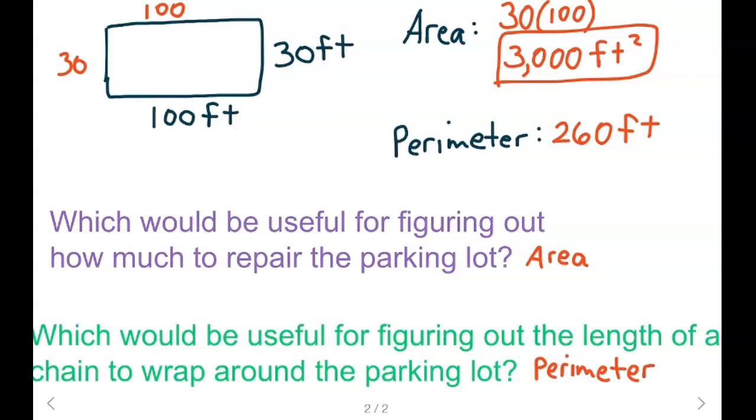chain length we need. All right, so hopefully this is helping you on your learning path.